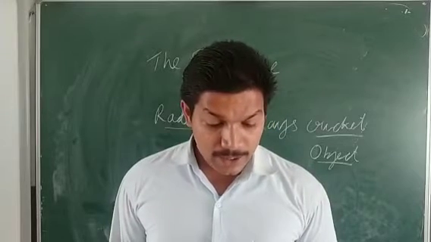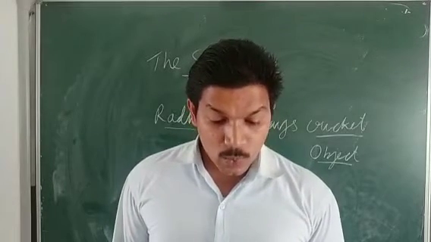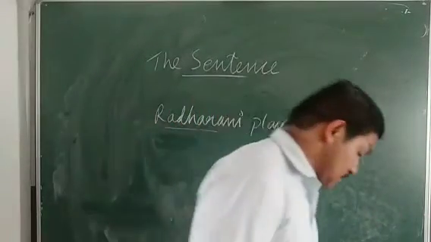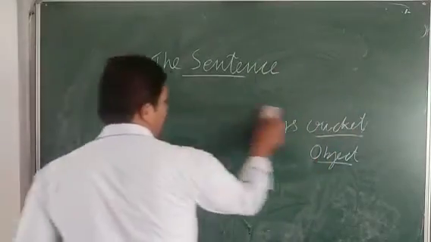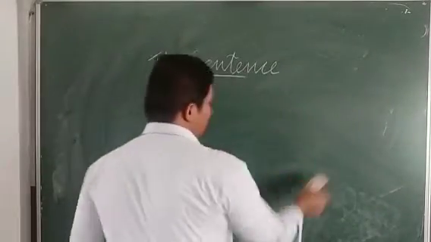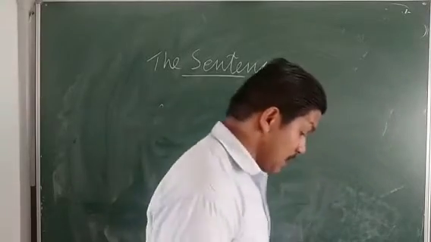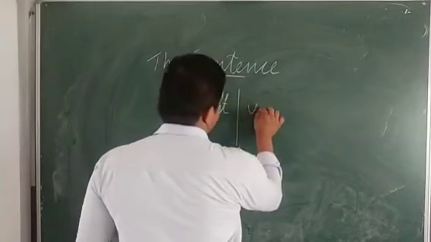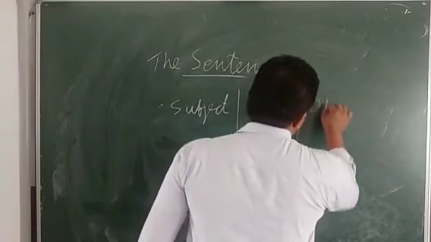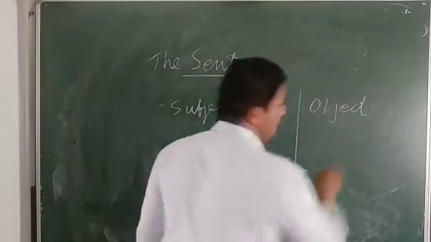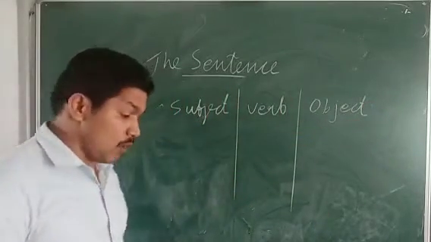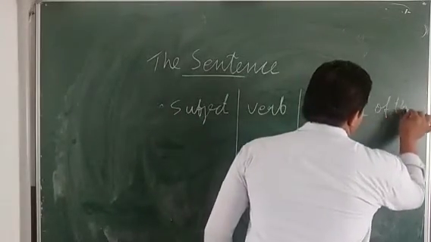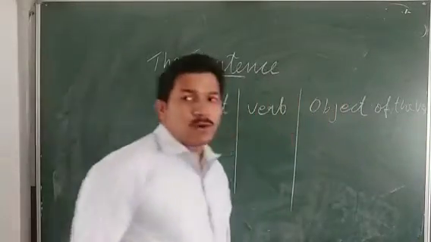So here you have to fill in the subject, verb and object in the columns of the table after reading this. You can make three columns: subject, verb, object. Okay, so you can divide it into three columns, and the object of the verb is there.